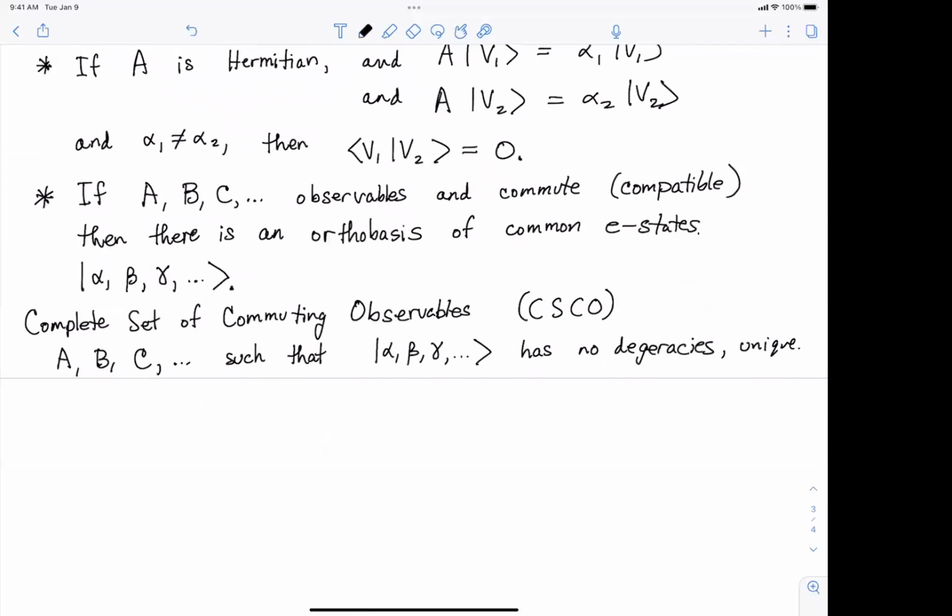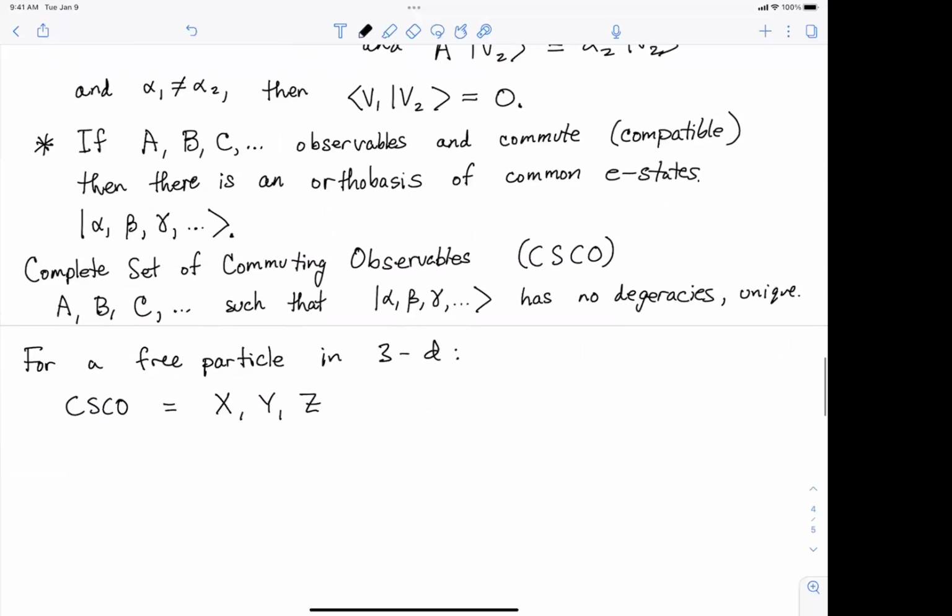Okay, so for example, for a free particle in 3 dimensions, it's very easy to write down a complete set of commuting observables, namely just the operators x, y, and z. Because if I tell you what x and y and z are, I've told you everything there is to know about that state. But there's a different CSCO. I could instead decide to tell you what the momenta are for that particle.